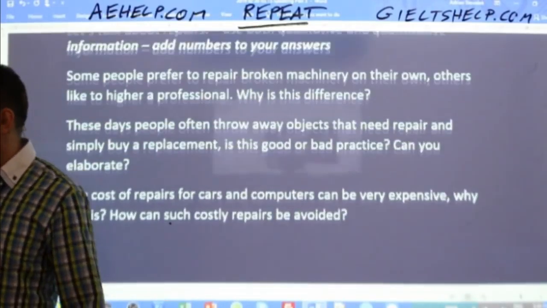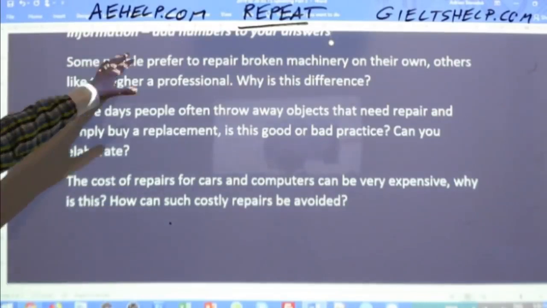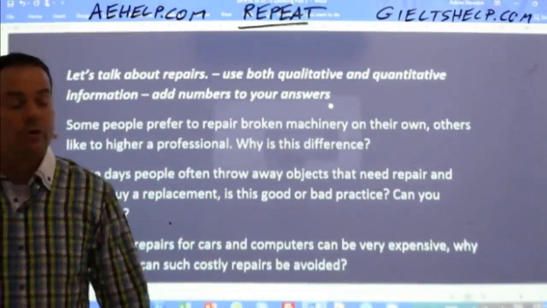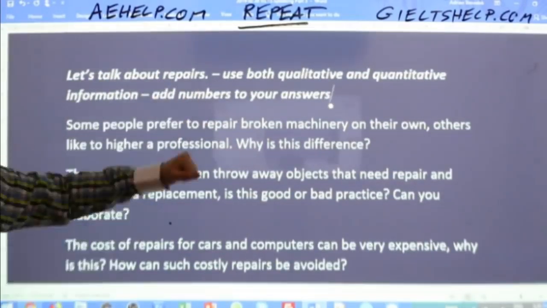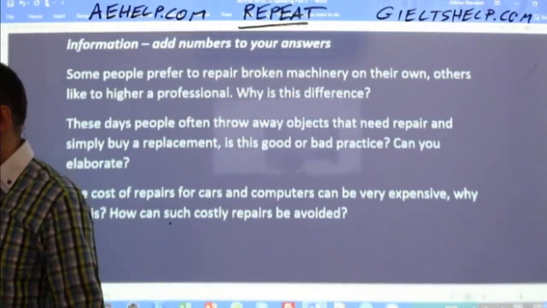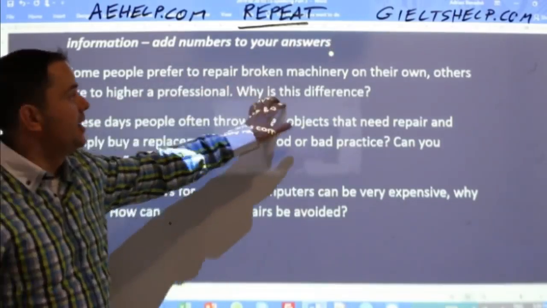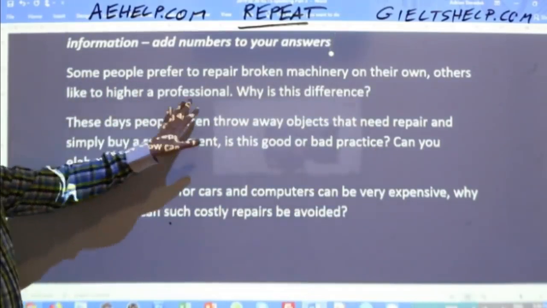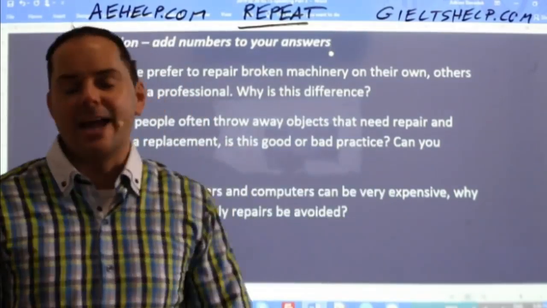So here we go. Let's take an example. Some people prefer, all right, new introduction here. So let's talk about repairs. Okay, so repairing, making repairs. So let's talk about repairs. All right. Here we go. Some people prefer to repair broken machinery on their own. Others like to hire a professional. Why is this difference? Okay, answer this question for me.